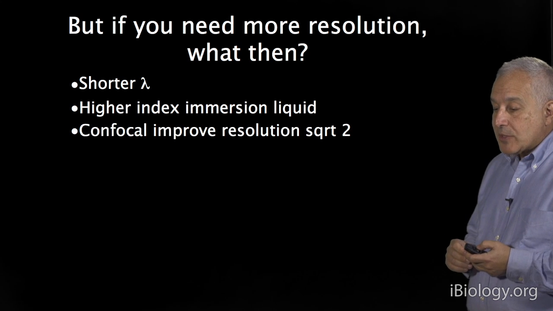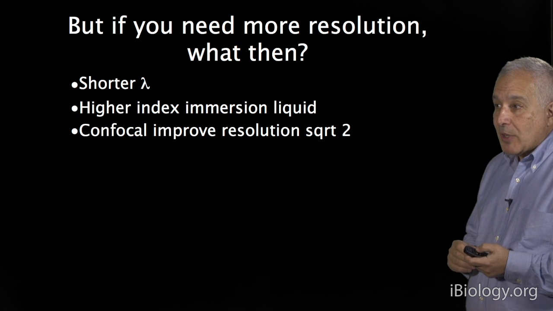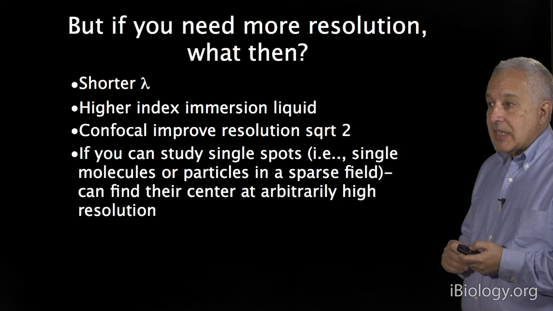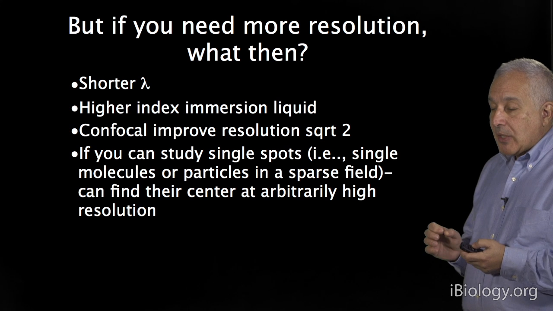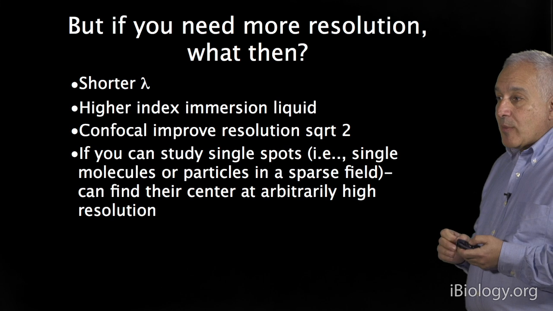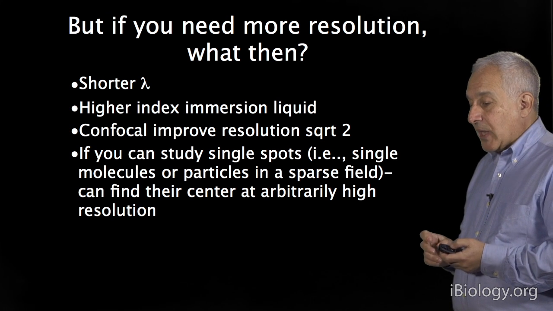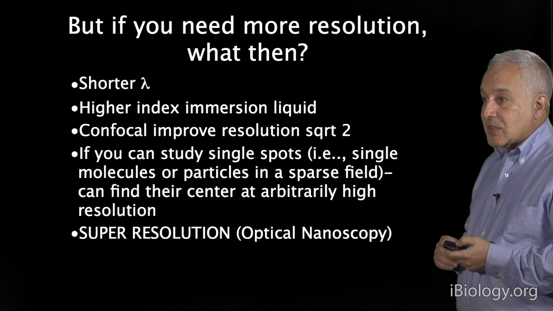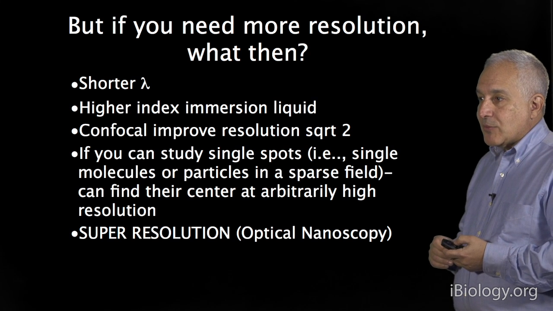A confocal microscope, which many people have access to, if it's used properly, can improve your resolution by the square root of 2, by about 1.4. So that's something to think about. And if you can study single spots, you can localize them by looking at the center of the Airy disk, and that can give you super resolution. That arbitrarily high resolution has been used to track objects moving over time. And it is also the basis of one of the many new techniques known as super resolution techniques, optical nanoscopy, which I won't talk about today, but someone will probably provide you information with.